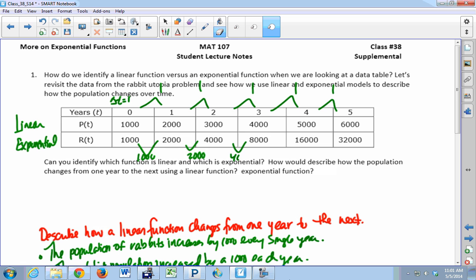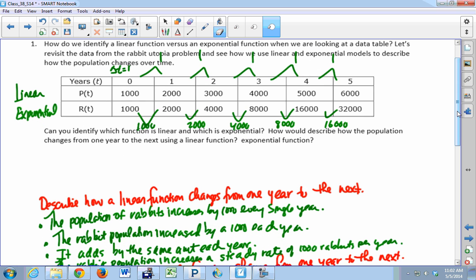So let's just continue with this, looking at consecutive values of my output, my rabbit population. So here are consecutive values of my output, the change in my R of t from year to year. And if I look at that, I see that it's not constant. But what is constant? What is constant about that?